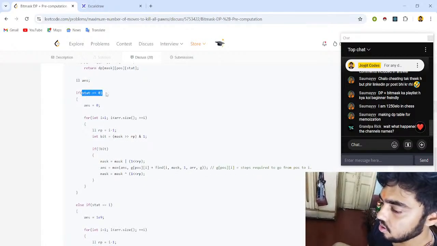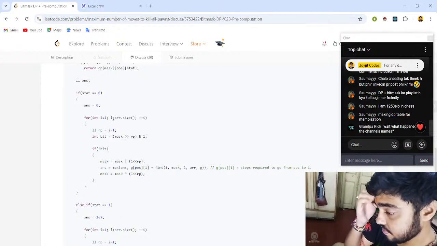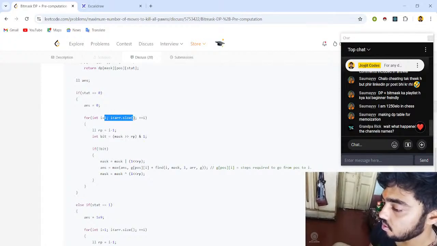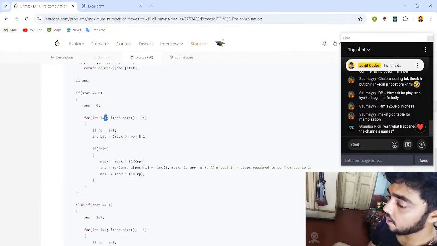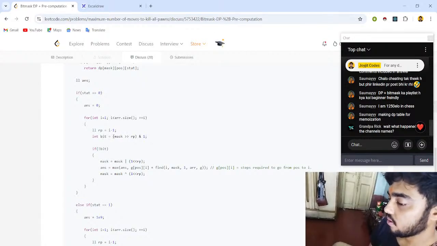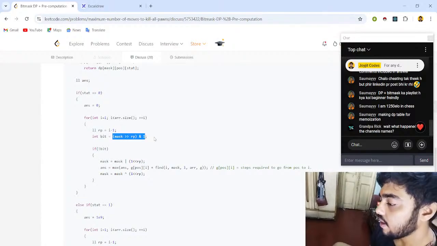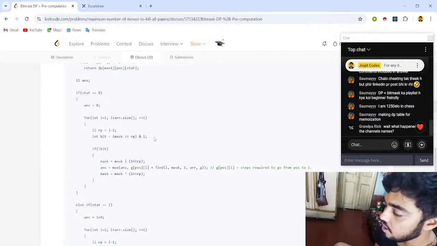Now if stat is equal to 0, so answer is equal to 0, and what he does is he goes through all the elements of the pawns, because he is going from 1 to arr size, that is, he is going to visit all the pawns, right, not the knight. So for that he takes the position of that specific pawn, and he masks that pawn position and takes it with AND 1. So what basically AND 1 does is it checks whether it's an even number or not.